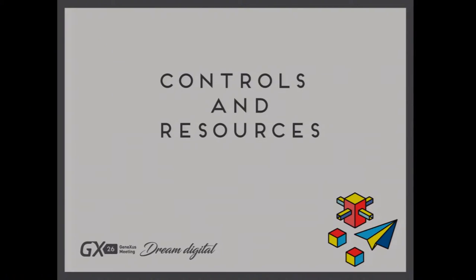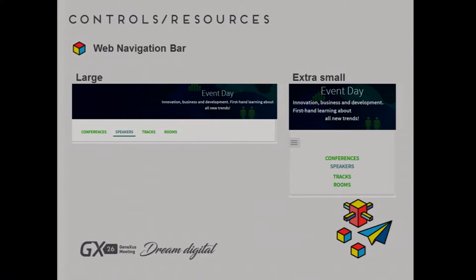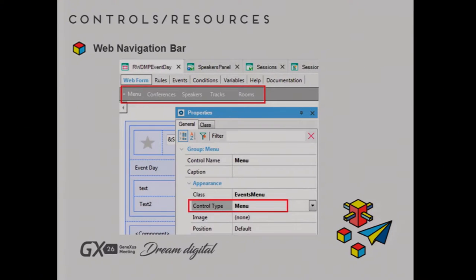As regards the third point, controls and resources. Controls and resources will provide us functionalities of responsive apps that are encapsulated. We see certain controls in action. For instance, this is the web navigation bar. This is the menu that we've seen in the event day, and it can be adapted to the screen. In a larger screen, we're going to see that this moves horizontally, while in an app executed in an extra small screen, it will be displayed downwards, one on top of the other. Of course, this control has the automatic ability to be adapted to the different sizes, and by defining a couple of properties, we'll be able to do so.